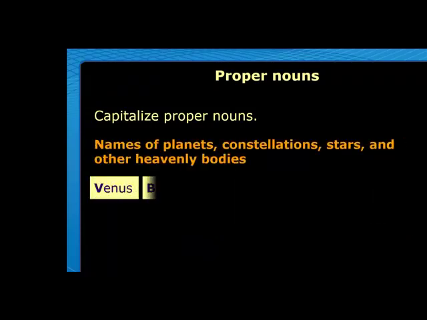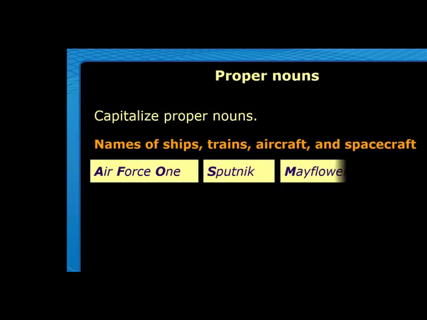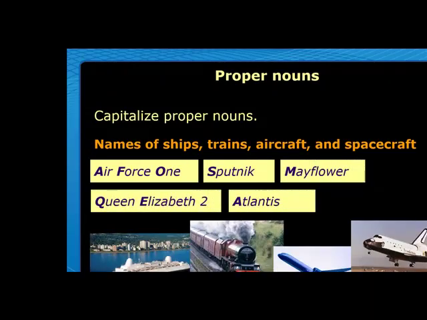Now, we capitalize the name of what? Yes, planets, constellations, stars, and heavenly bodies like Venus, Big Dipper, Jupiter, Milky Way, and Ursa Major. The name of specific ships, trains, aircraft, spacecrafts. All right, you have got the idea here, ladies and gentlemen, that we need to capitalize every certain name. These are proper nouns, okay? If you find that a word is unfamiliar to you, please capitalize it. It's a cheap shot, but it's better to try than doing nothing.